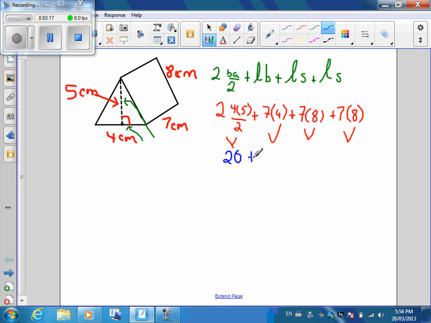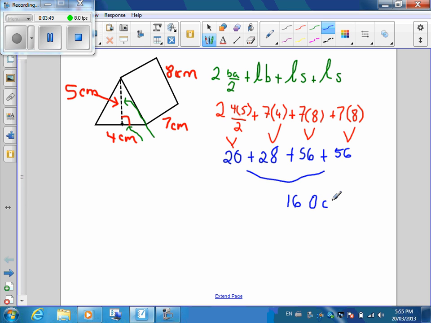That's plus 7 times 4, which is 28. Plus 7 times 8, which is 56. And that's plus 7 times 8 again, another 56. Adding them up, we get a 0 at the end, which is 160. Don't forget to say what the units are.